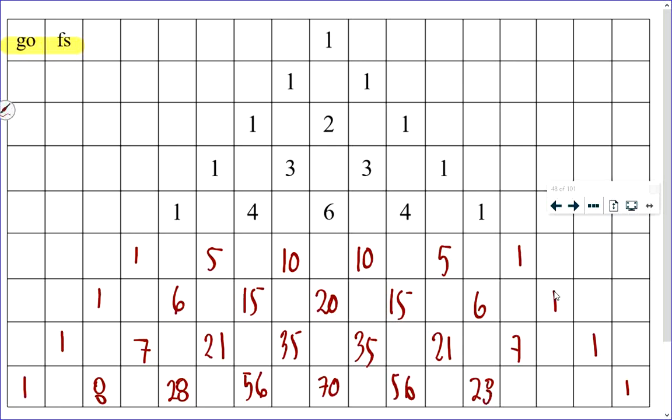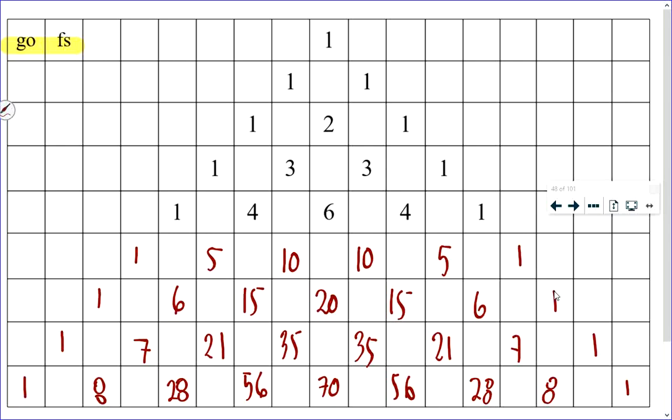Now I'm adding these without a calculator, and even though the numbers are small, you know how easy it is to make a mistake in math. So I'm just going to step back and take a look at the numbers I've written. And they look okay. So that's what Pascal's triangle is.